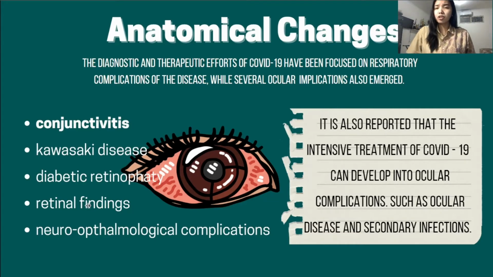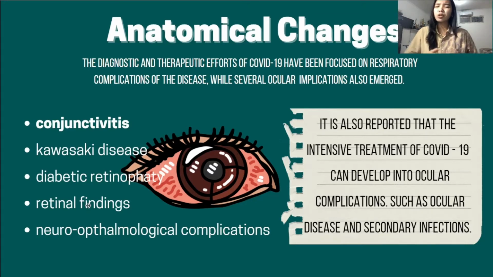Diagnostic and therapeutic efforts for COVID-19 have been focused on respiratory complications of the disease, while several other implications also emerge. It is reported that clinically, COVID-19 has been associated with mild conjunctivitis. It is also found that subretinal changes like hyperreflective lesions in the inner layers on optical coherence tomography or OCT, convoluted spots, and microhemorrhages. In this opportunity, I will explain more about conjunctivitis in COVID-19 patients. Conjunctivitis was reported as a manifestation of the disease, and viral RNA was found in the patient's tears.